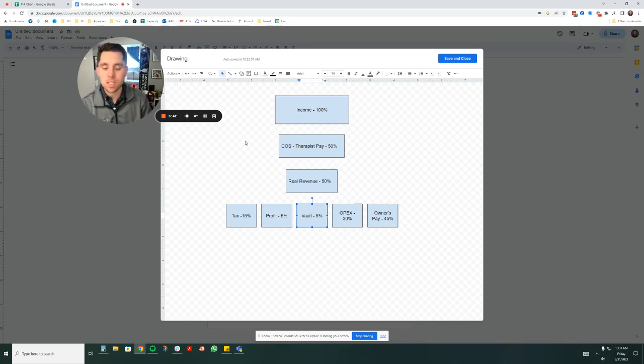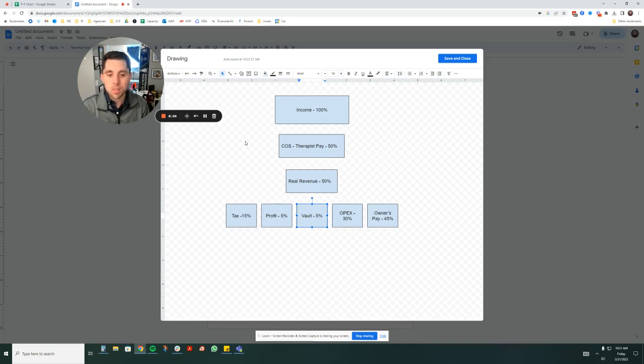The vault account is actually not usually used in basic Profit First. It's used in more advanced Profit First, but I do really like it just to help private practices build savings. This is like an emergency savings account, just to help you save for, crap, things are going really poorly, we lost a clinician, or just, hey, we want to expand, or any of those things. So set money aside just to prepare yourself for emergencies. That's what the vault is.